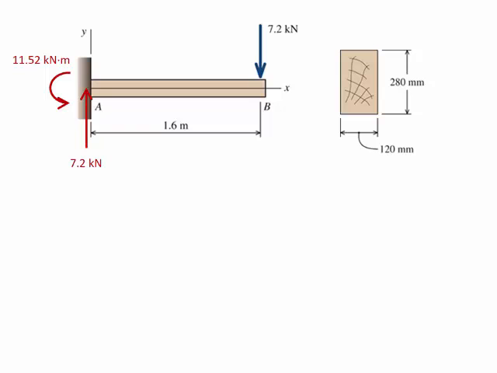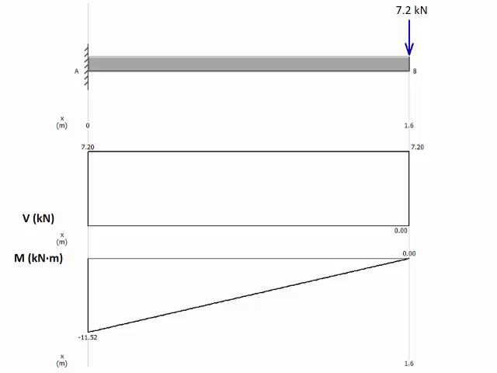So once we have the external reactions as well as the applied load, we can proceed to draw the shear force diagram, and then from the shear force diagram the bending moment diagram. And we observe from the shear force diagram that the beam is subjected to a constant shear force of 7.2 kilonewtons. So we can assure that the maximum shear force is that value, 7.2 kilonewtons. Note that the entire beam is subjected to the same shear force, so every cross-section along the span of the beam will be subjected to the same distribution of shear stresses.